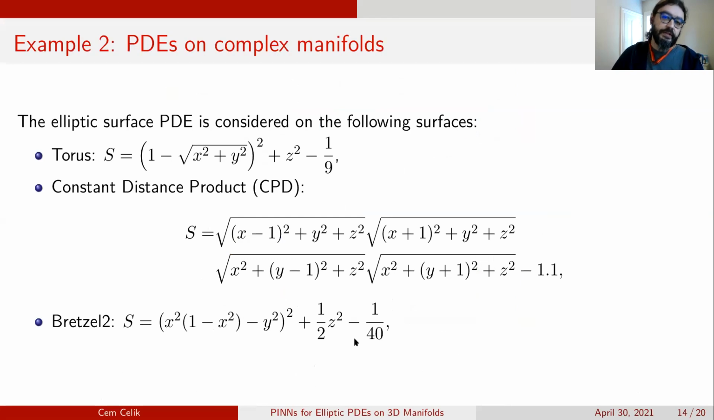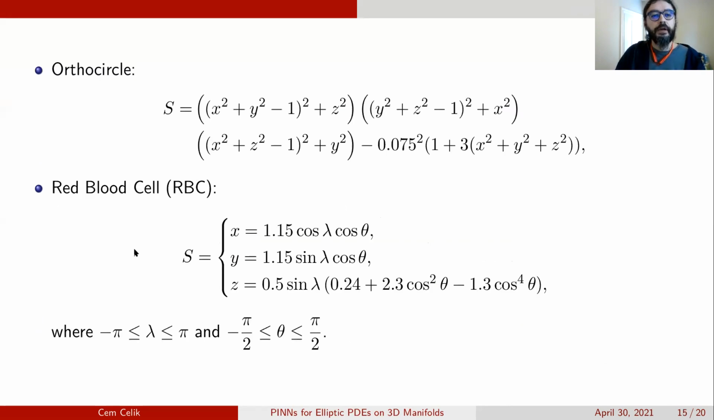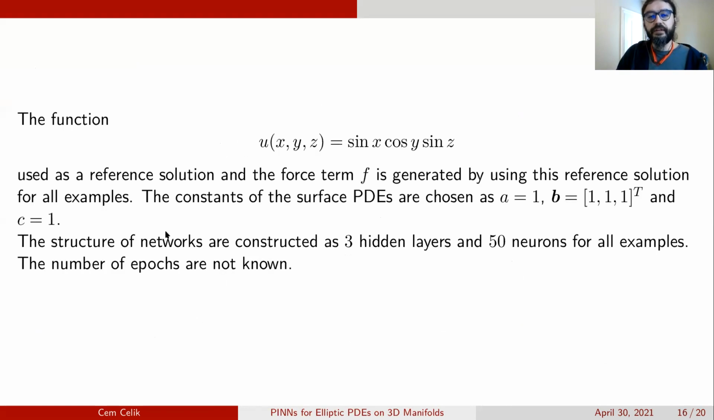And then they consider 5 more surfaces as a second example, which includes a torus, constant distance product, and something called Brescia-2, orthocircle, and red blood cell. They considered this function as a reference solution, and they generate the first term using this function. The only difference here is the second term. In the first example, they have seen y here. I don't know why they changed it here, because there is no explanation about it.